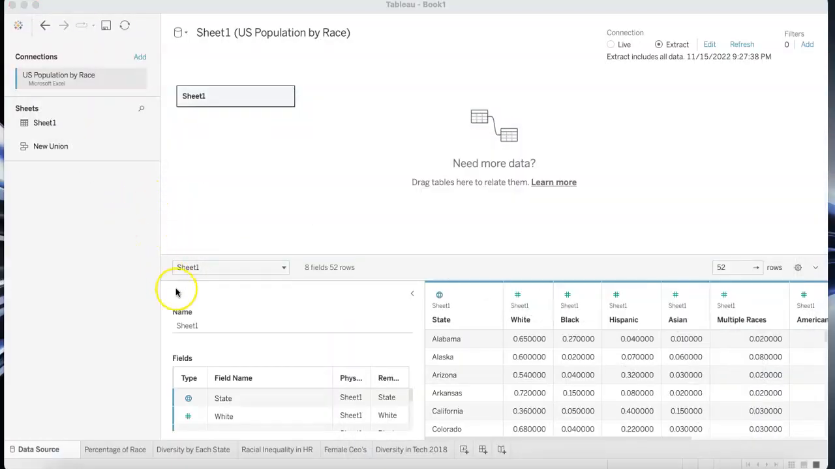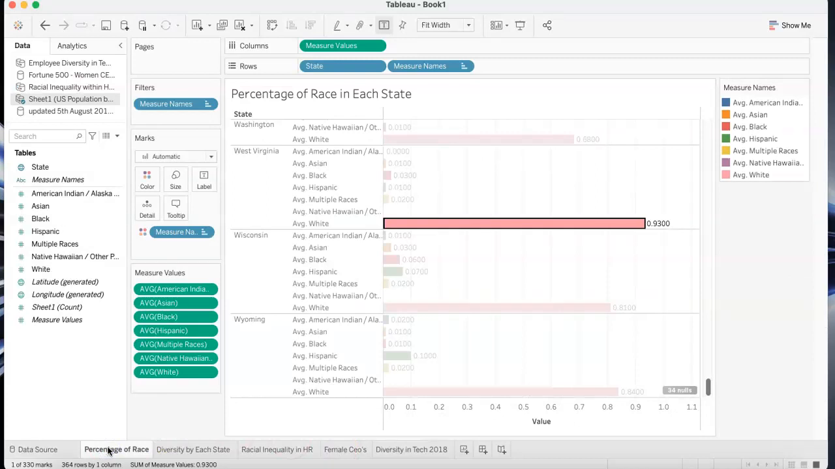In Tableau, I have all 5 pieces of data to go through, so I will start with the percentage of race. In order to determine the percentage of race within each state, what I did was I put measure values in my columns, and in rows I chose state and measure names. Within the measure names, we have American Indian, Alaska Native, Black, Asian representation, Hispanic, multiple race, Native Hawaiian and other Pacific Islander, and white. And within the measure values, I made sure I put averages within each race and made sure each measure name was in color, so that way each individual was represented.